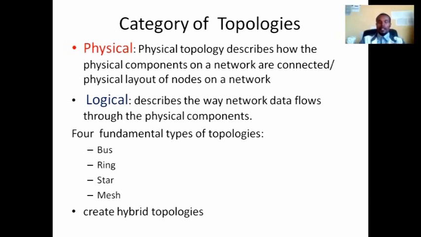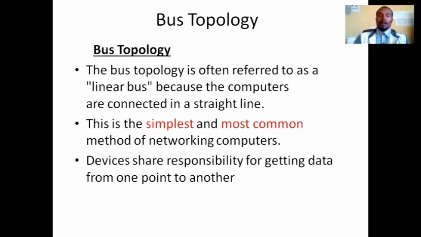There are four fundamental, or basic, types of topology. The first one is bus, the second ring, the third star, and the fourth mesh topology. The first topology is bus topology. The bus topology is often referred to as a linear bus because the computers are connected in a straight line. If the computers or networking devices are physically connected in a straight line, we call it bus topology.